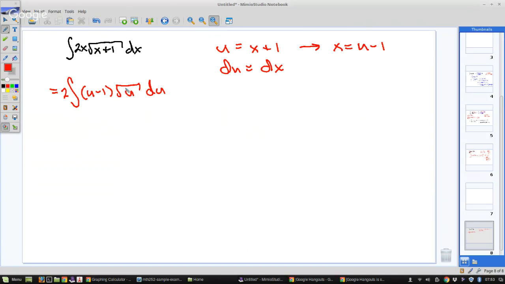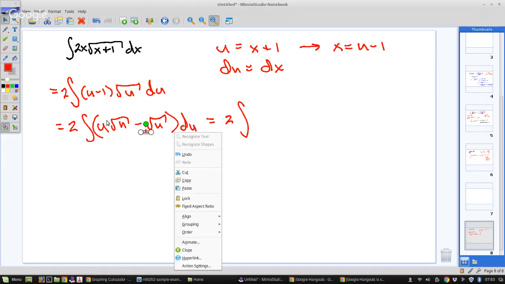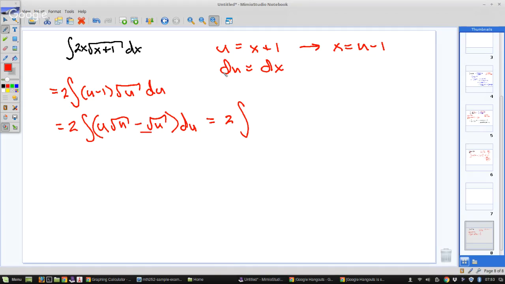Nice thing about this right here is I can then distribute the square root through here. So I took the plus, this addition out here, and rewrote it as a subtraction outside, which is beneficial because I cannot easily bring the x inside here. So then this becomes twice the integral of u times the square root of u minus the square root of u. And then we can use our exponential rules to clean that up, and then it's not so bad. So this would be u to the first times u to the 1/2, which would be u to the 3/2 minus u to the 1/2. And you guys are awesome at using the power rule, so I'm going to let you finish this.